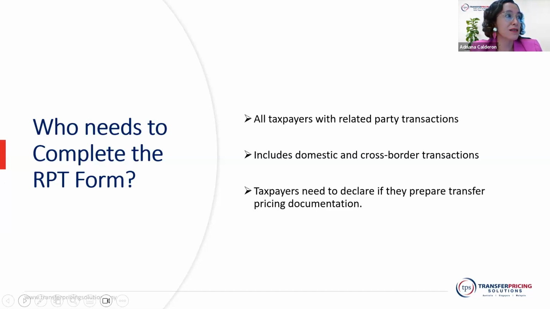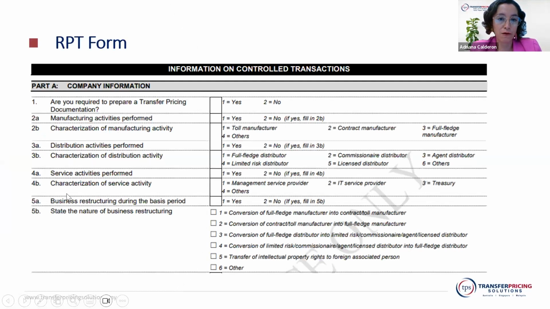Because I guess the expectation is whatever is declared in the form that is part of the tax return has to be consistent with the transfer pricing documentation. So let's see the form and I will explain what I mean by that. So if we see these questions, we will have first a very clear question of whether you are required to prepare documentation.